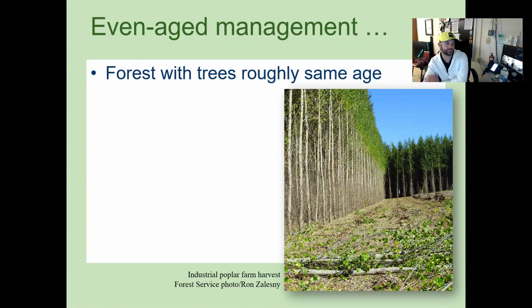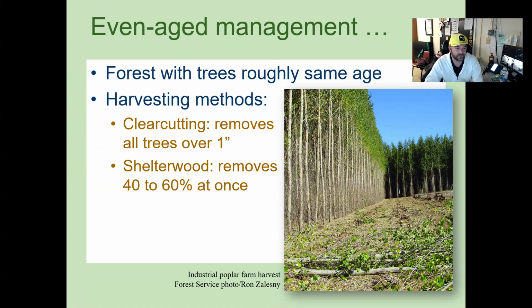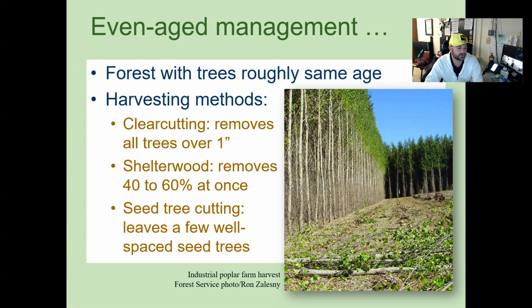Even age management: forests with trees roughly the same age. Harvesting methods are clear cutting, removing all trees over 1-inch caliper. Shelterwood removes 40 to 60% at once. Seed tree cutting leaves a few well-spaced seed trees. So these seed trees that they're leaving in there will actually offer seeds to help sprout more trees around it. So like I said before, with the proper management, we can take what we need and then plant for the future.